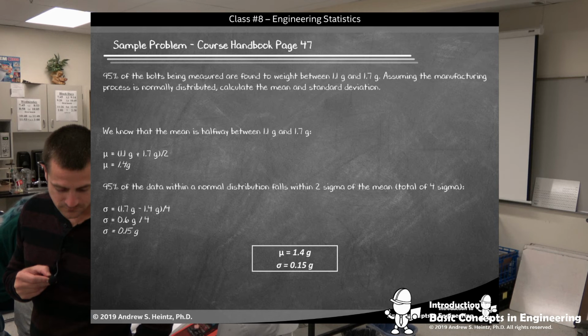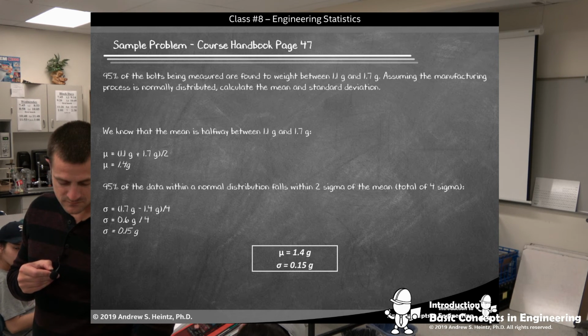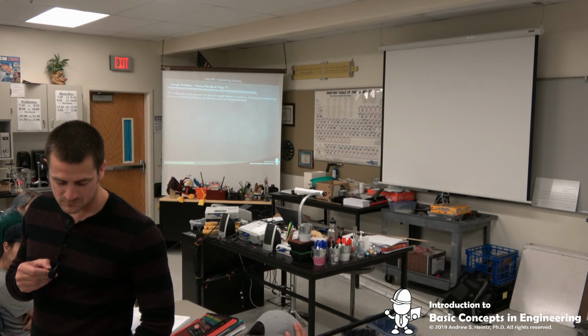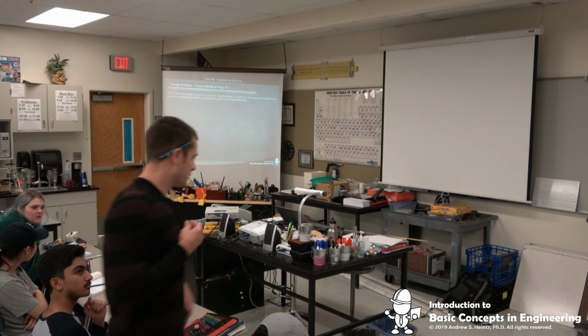Well, I knew that since it was 95%, it was 2 standard deviations away from the mean. So I just assumed that the mean was 1.4, and then I knew the difference between 1.4 and the two endpoints was 0.3, so I just divided it by 2. Okay, I think that was a really good way to do it.